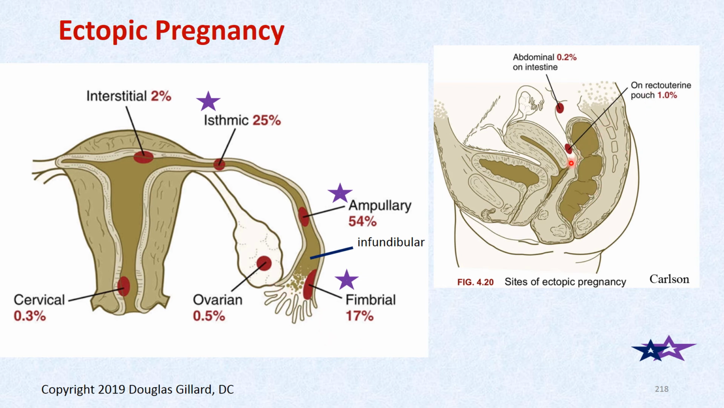There's the pouch of Douglas here, the recto-uterine pouch, about 1%. I guess it's not as rare as I thought. This is where fluid collects, so because of gravity, this is where it would go. And then it could even be on the intestines, but those are pretty rare. But I would definitely know those.